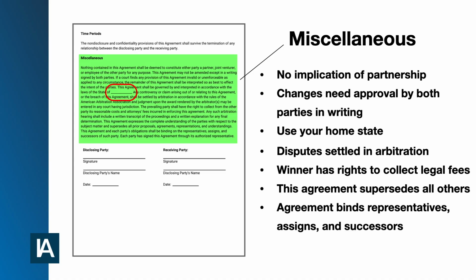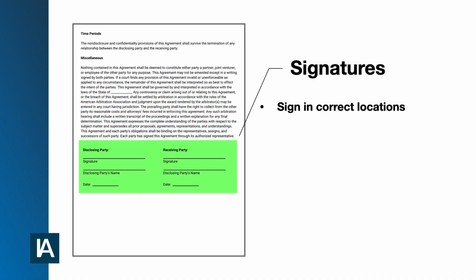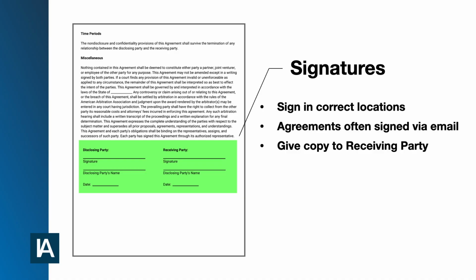For example, let's say a business development manager at a prototype design company signs your NDA. That means any employees of the company who know about your idea are also bound to not disclose it to anyone. In the signature section, make sure to sign in the correct location. In a lot of cases, you'll send your unsigned NDA via email prior to beginning any sort of working relationship with the receiving party. If they agree to the terms of your NDA, they'll sign it and send you a scanned copy, which you can then sign, scan, and email back to them for their records.